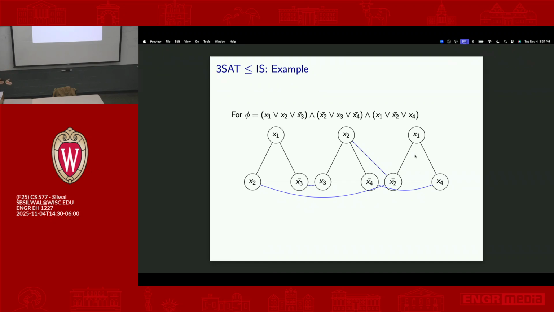And I say the question is, does the graph have an independent set of size at least k? It has to pick one from everything, right? That means there's going to be one variable in every clause that's picked. My claim is that I can set those to be true.